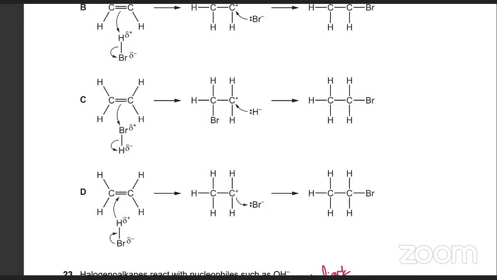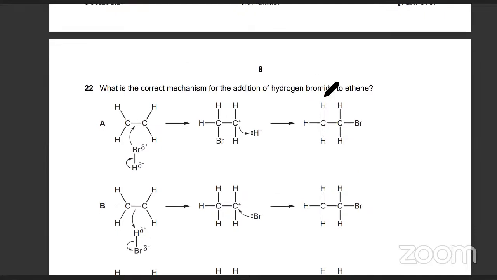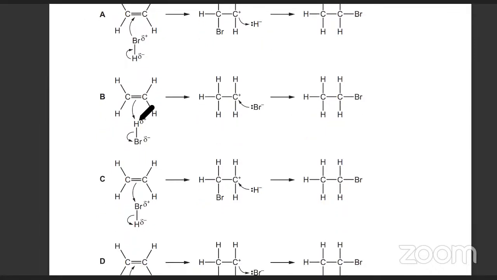Then you have the next one, which is I guess electrophilic addition. What is the correct mechanism for the addition of hydrogen bromide to ethene? So I think it's this one. Positive H gets attracted to the double bond. So double bond electrons get attracted to the positive H, and the electrons over here get repelled. And the positive H takes away electrons from the double bond, bonds with it, and a carbocation is formed. And that carbocation would then get attached to Br-, and it's going to be B.